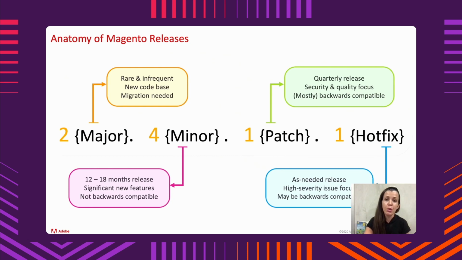Patch releases are the ones that we release every quarter and they are focused on security and quality fixes. They also have some feature enhancements and are mostly backwards compatible, but not always. And then we have hot fixes. These are quality fixes that we deliver through quality patches.